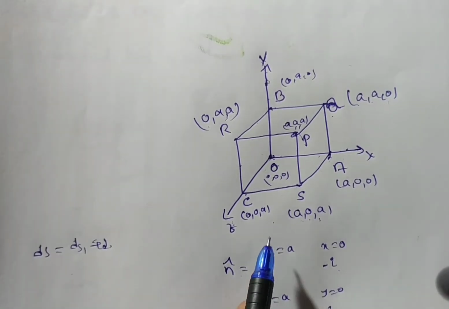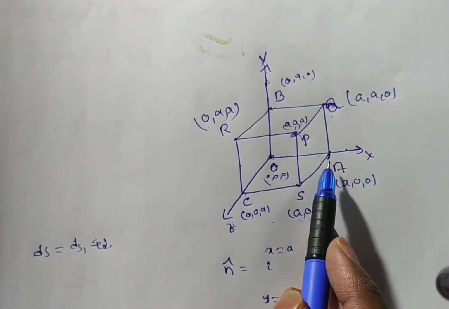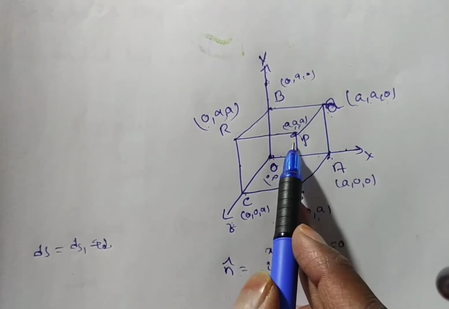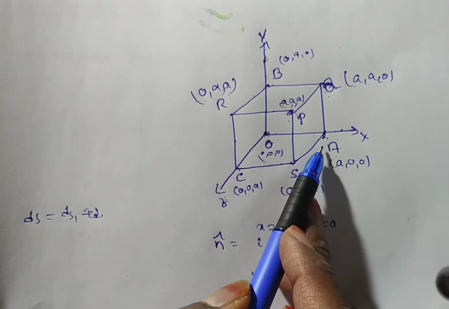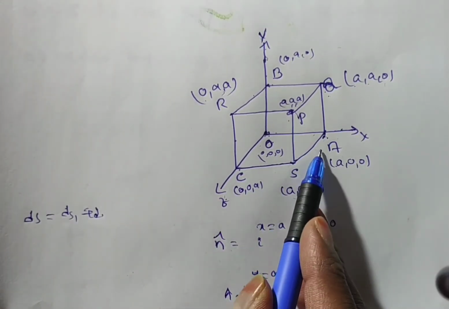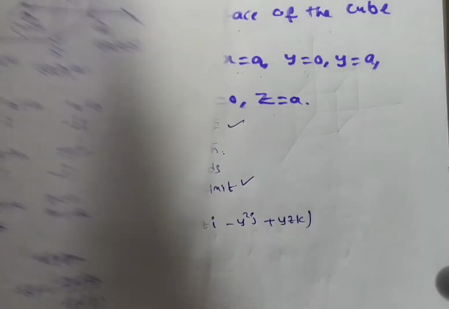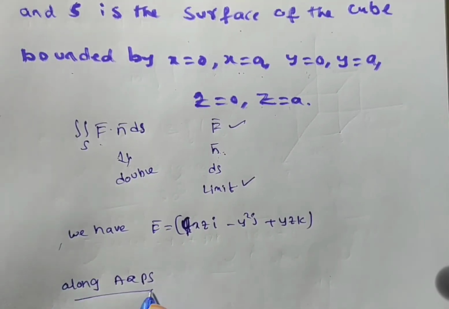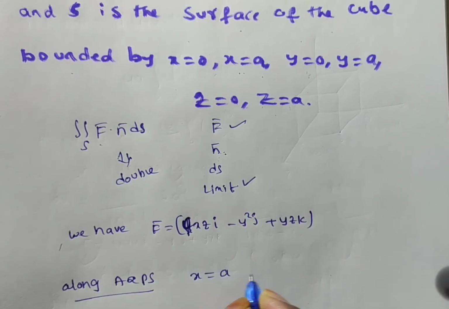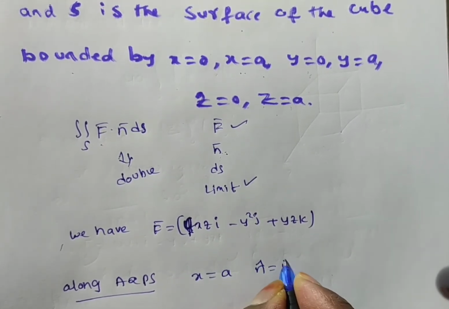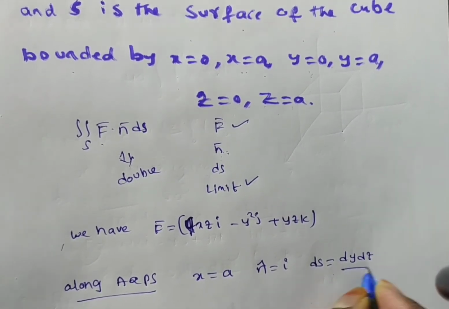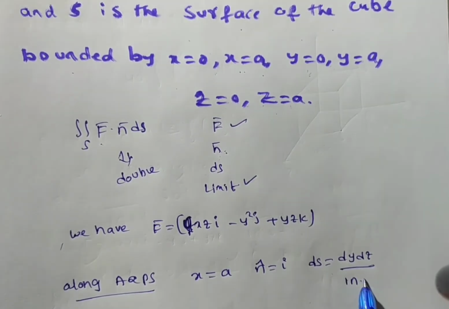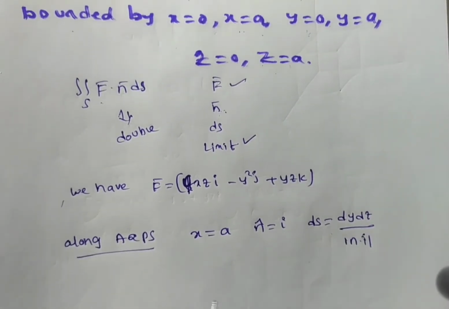To solve the double integral, first we are doing the S1 surface. Consider along AQPS. What is the x value here? You have a. In this case, what is n bar? i. Along AQPS, x value is a and n cap is equal to i. Now ds is nothing but dy dz by mod of n bar dot i. Now we have to simplify this.